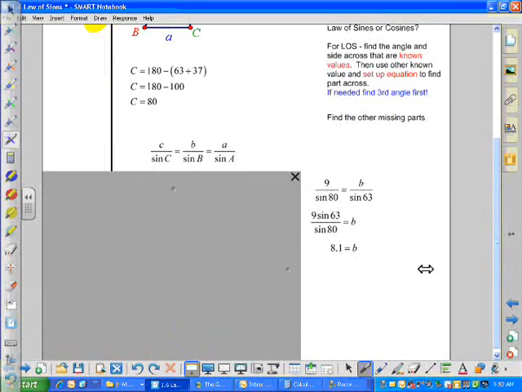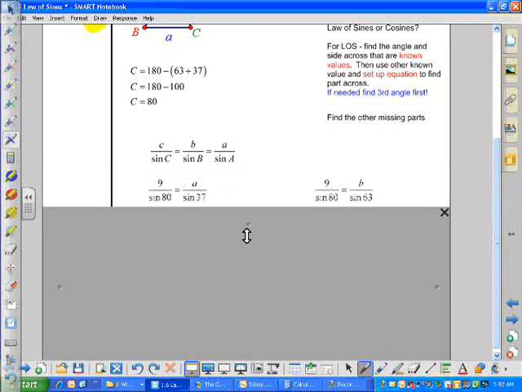So I'm going to use that as my known ratio to set up my other equations. Okay, so let's go through it here. First of all, setting up both. We can say 9 over sine 80 is equal to A over sine 37 because we need side A. Or we could say 9 over sine 80 is equal to B over sine 63, B over sine B, because we need to know side B.